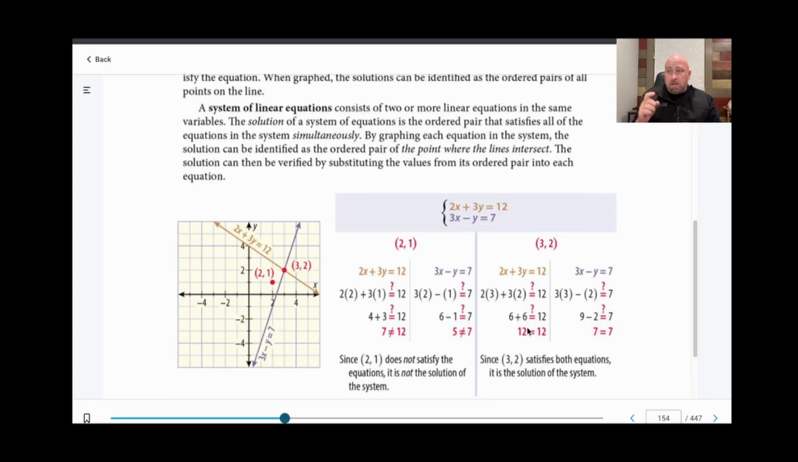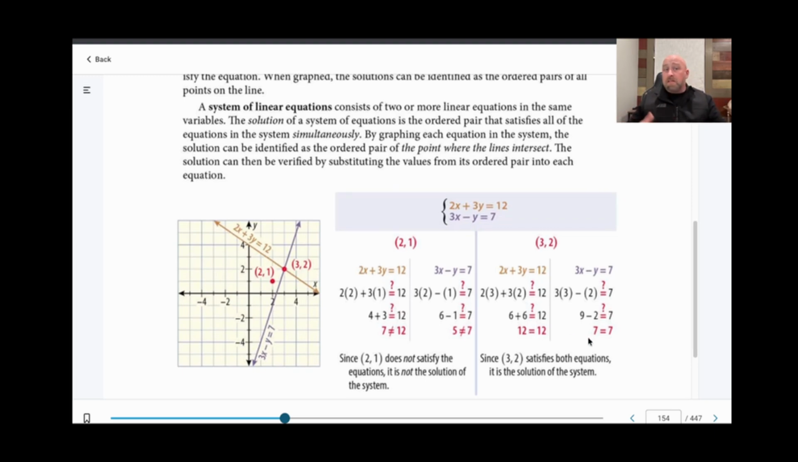If you get 12 equals 12 or 7 equals 7 or whatever it is, then you know that's a solution. So it has to work in both of the equations in order to be a solution. Okay? There's only one solution to this system of equations, and that solution is right here where those 2 lines cross each other.